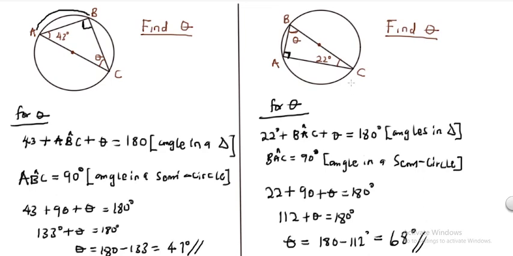I don't think you need too many examples to really understand it. The main idea is that when you have a diameter subtending an angle, the angle that is subtended on the circumference is a 90-degree angle. So let's move on to the next theorem.